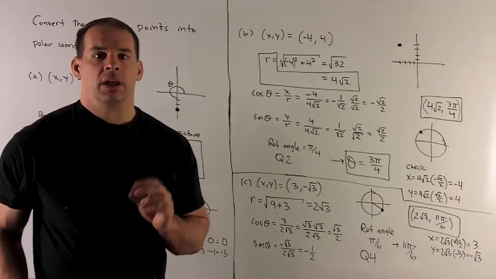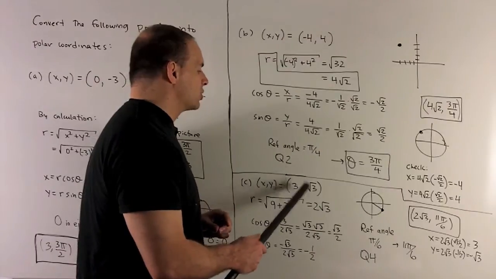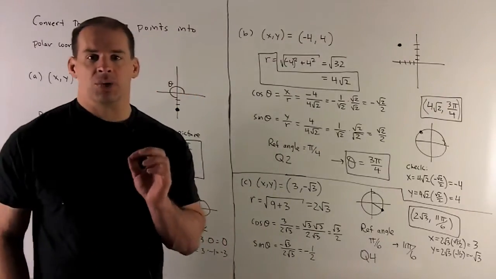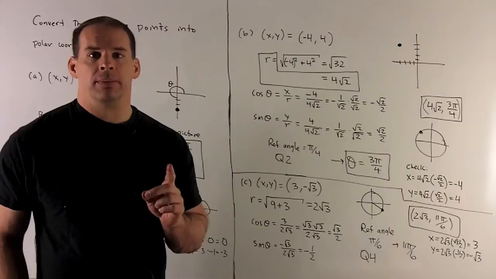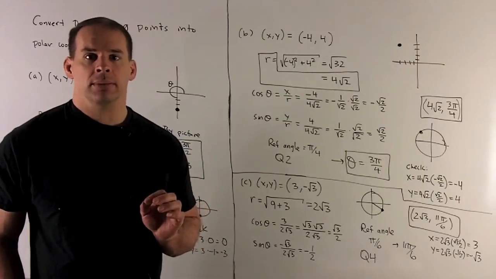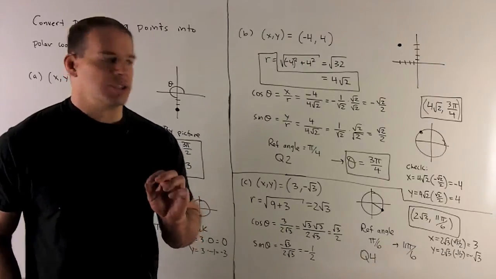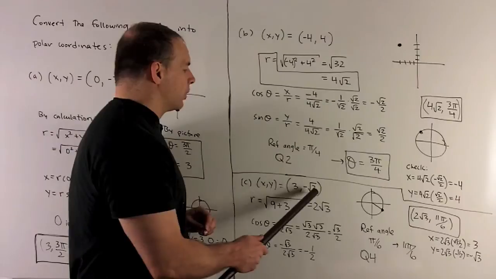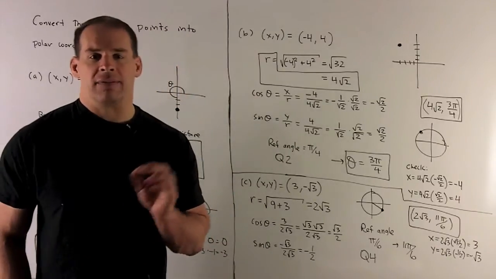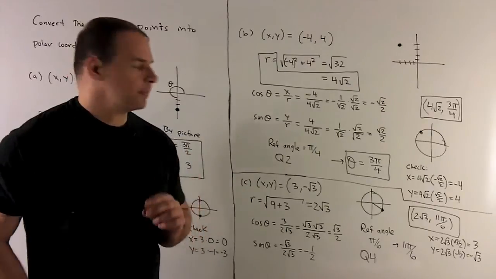Next point, let's try x, y equal to 3 comma minus square root of 3. This one we won't be able to get by observation, so let's just follow the equations to get to our answer. Now, r is going to be the square root of x squared plus y squared. So we'll have 9 plus 3. That gives me a 12. I can factor out a 4 as a 2. So r is going to be 2 square root of 3.